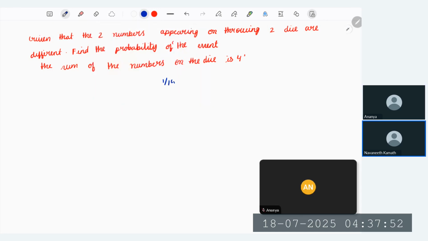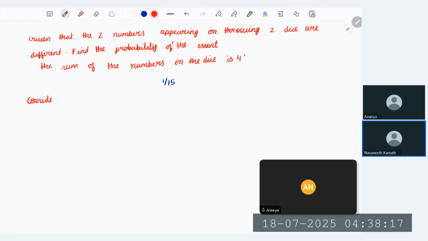So if you understand, it is easy to do. Just take the possibilities. It is not the same number, right? So what all is possible? 1, 3 and 3, 1. Only two possibilities are there, right? And the total number of possibilities is 36. So it is 1 by 15. Correct.